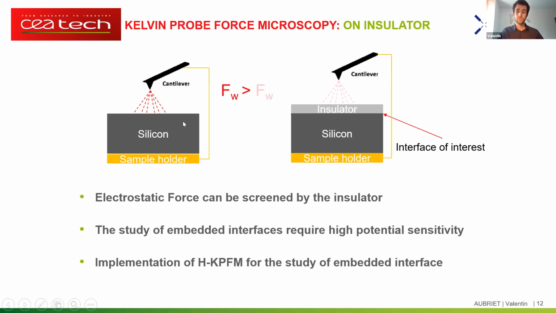So in our case, like I said before, we study embedded interfaces. And as I will explain later, for the carrier lifetime measurement, we will look at the change of the embedded surface potential, which comes from the interface. So the presence of a passivation layer, which is mostly insulating, can be a limiting factor since it will screen these changes. That's why we need to implement the heterodyne KPFM mode in order to have a high potential sensitivity for the study of embedded interfaces.